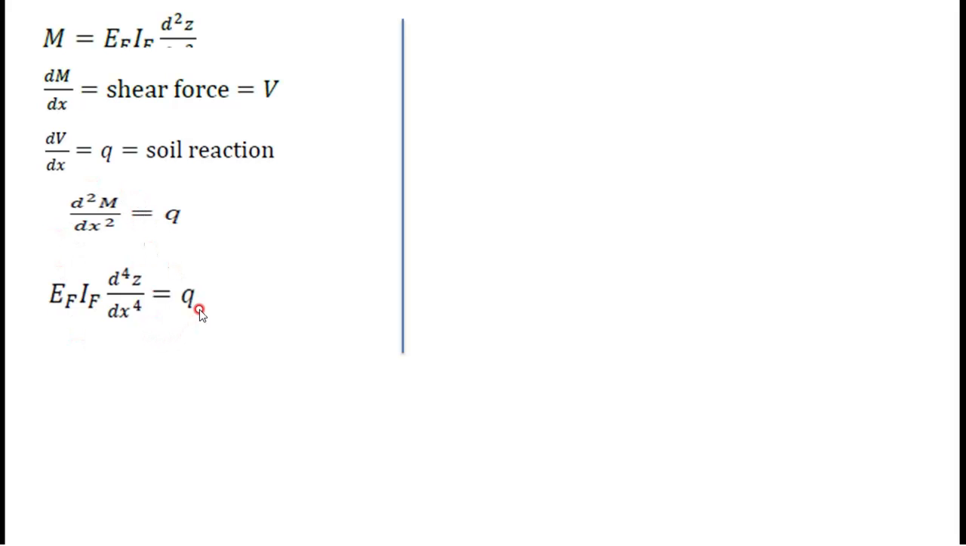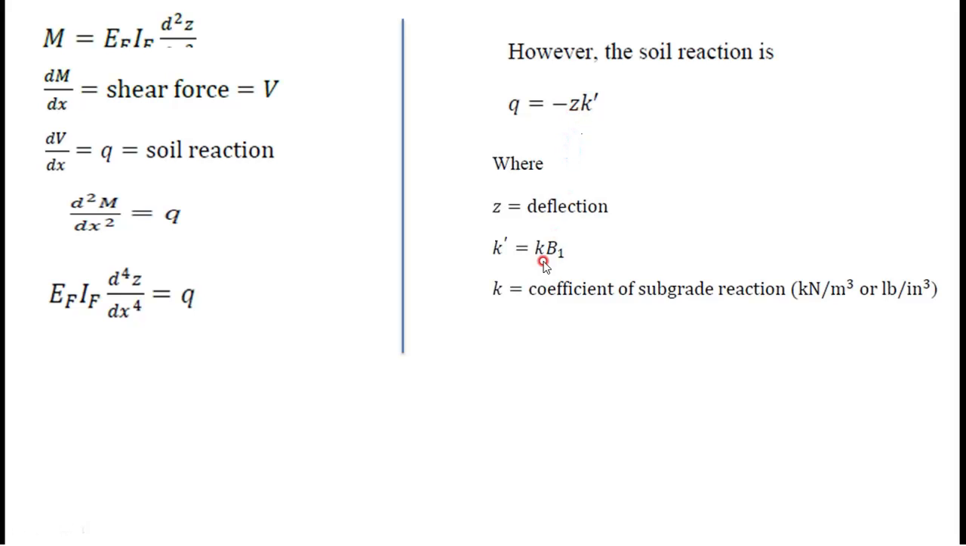You got it. Means what? This Q, the load which is applied, is represented in terms of deflection only. Okay, it is a direct relation with the deflection. This is one part. The other part is the soil reaction, that Q equal to minus Z into K dash. Minus indicates downward going and K dash is your K into B1. K into B1 is the coefficient of subgrade reaction that we are considering. Okay, Z is the deflection. This is the soil reaction.